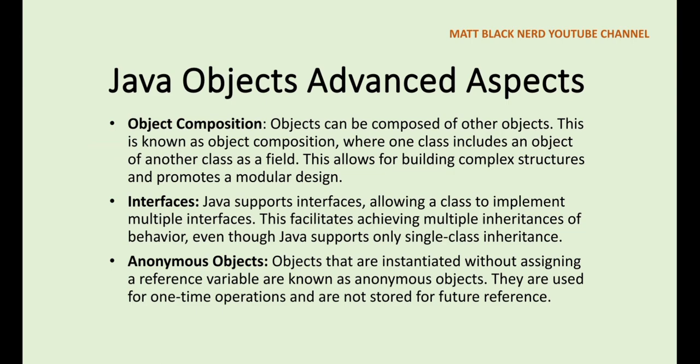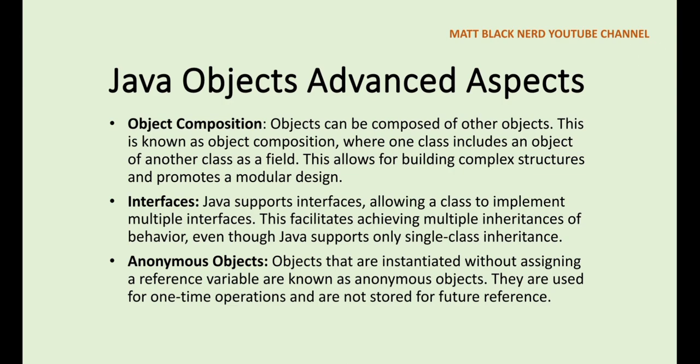Object composition. Objects can be composed of other objects. This is known as object composition, where one class includes an object of another class as a field. This allows for building complex structures and promotes a modular design. Interfaces. Java supports interfaces, allowing a class to implement multiple interfaces. This facilitates achieving multiple inheritance of behavior, even though Java supports only single class inheritance.